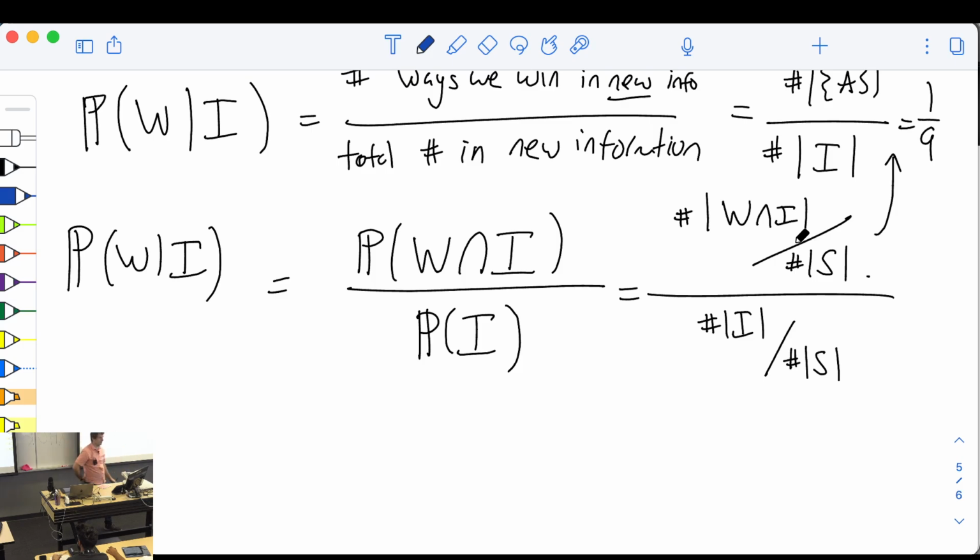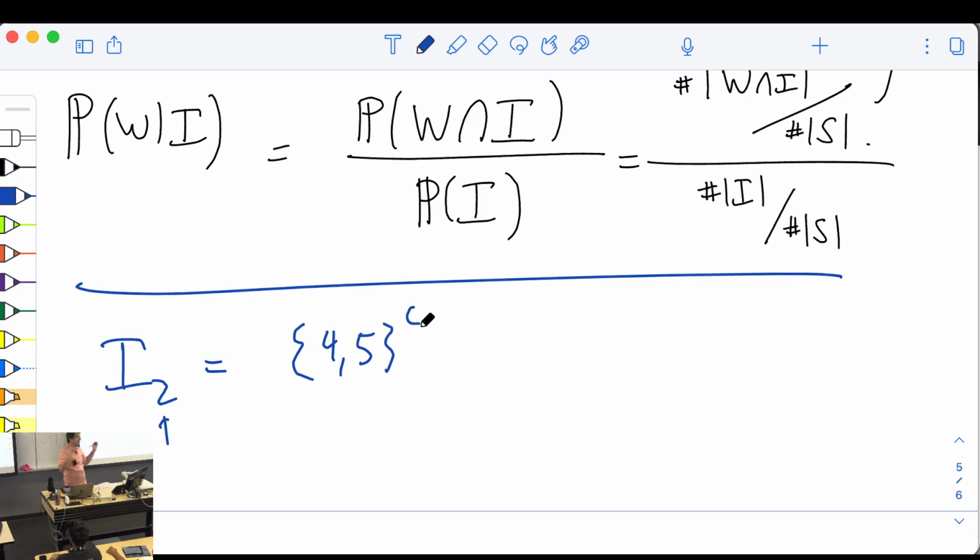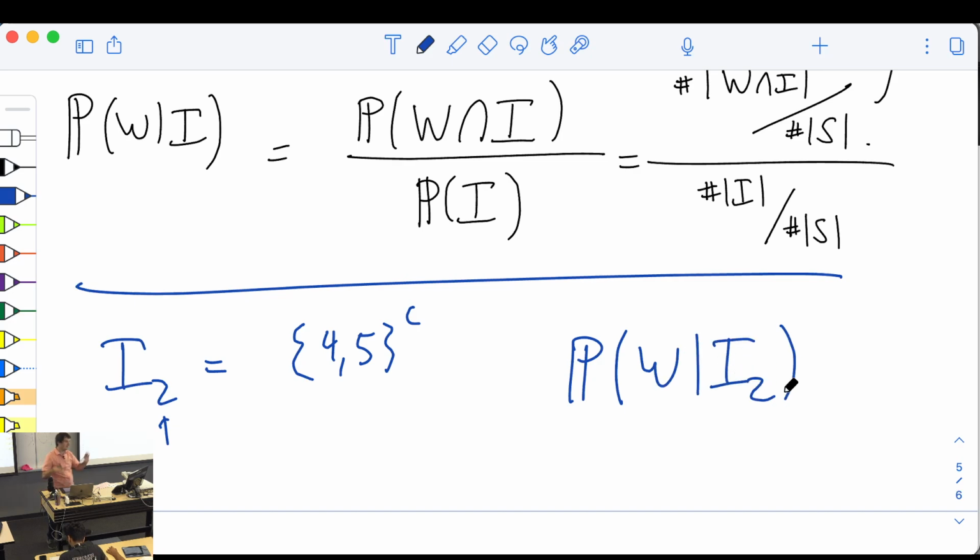Yeah? If you were to take another card out, would you add that to the variable I, or would you add a new one? That's right. You would have a new event called I, like I2. So in the example I gave, you could make I2, which is now I see even another card. So now let's pretend that I flipped over the 5. Then I2, the information on the second round, could be everything except for a 4 or 5. And then you can repeat the same thing. Now you can find the probability of W given I2, and so on.